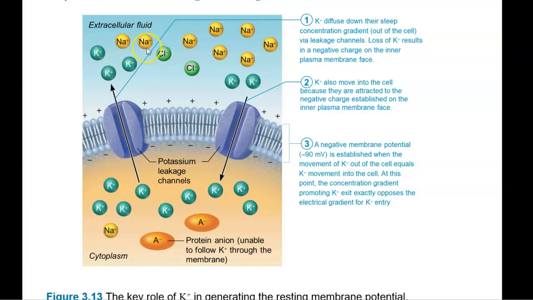So potassium is out here, but now that the inside is negative, it's going to draw potassium back in because of the electrical gradient. So it's going to move potassium back into the cell. And once the movement of potassium into the cell equals the movement of potassium leaving the cell, then at that point, resting membrane potential has been established.